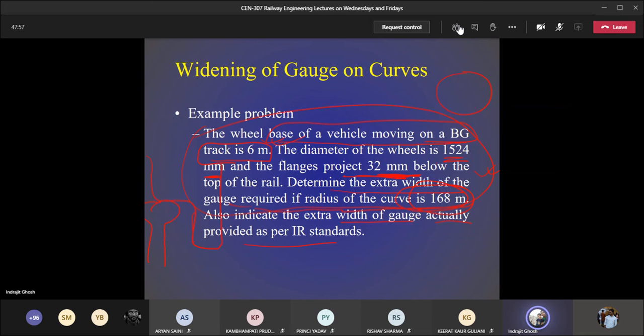At the same time, they are asking for some value as per Indian standard. So for this, you need to remember the values. As this is less than 350, you can easily say this is 10 millimeter. Okay, up to 10 millimeter. So how to solve this problem?